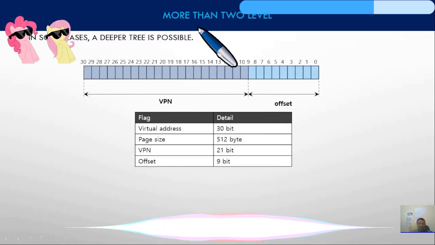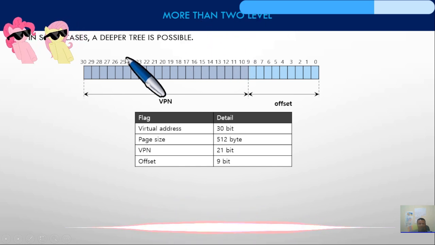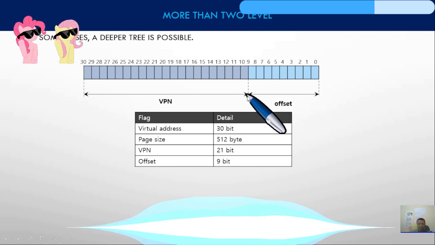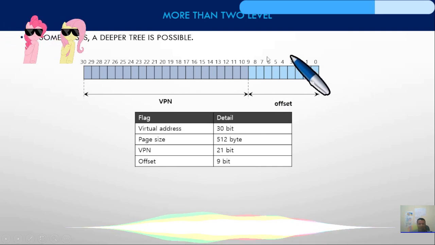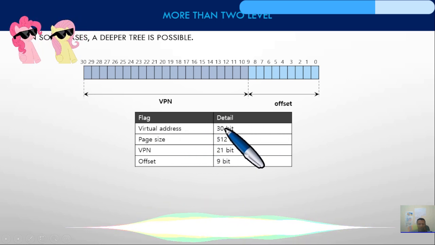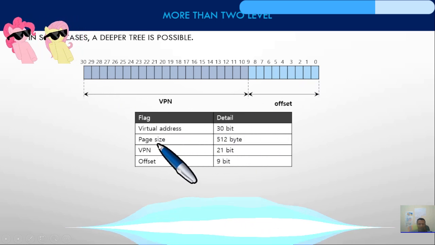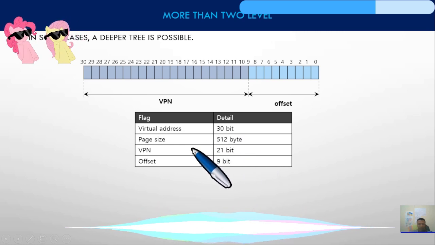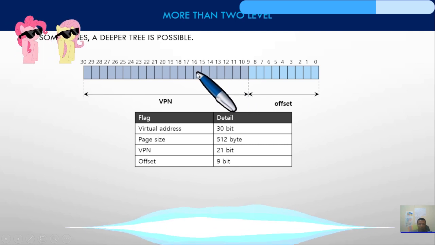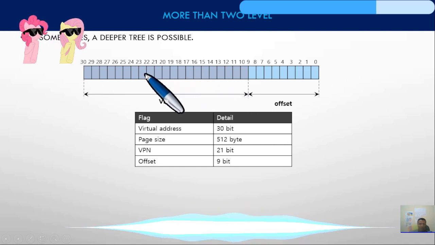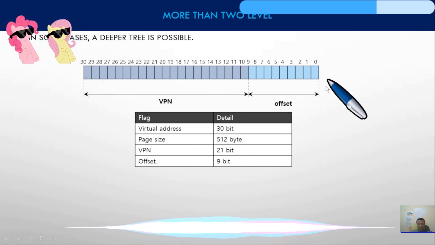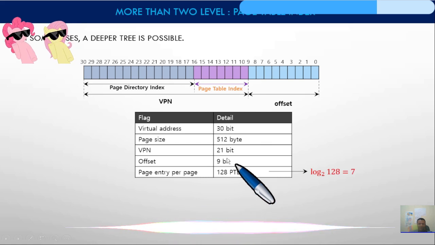If we need more than 2 levels, in some cases a deeper tree is possible. For example, this is the offset, this is the VPN. The virtual address has 30 bits, the page size is 512 bytes, the VPN has 21 bits, 1, 2, 3, up to 21, and the offset will be 9 bits.